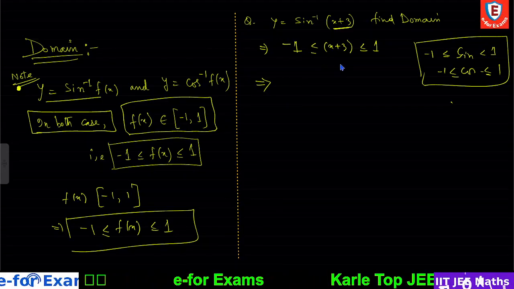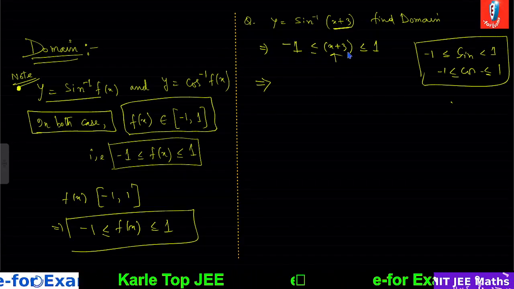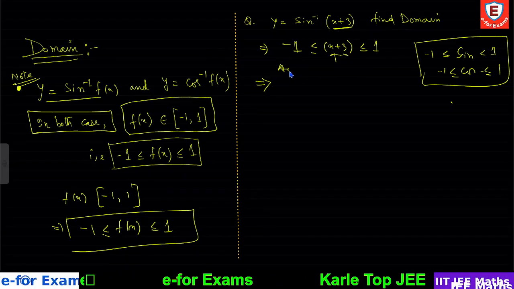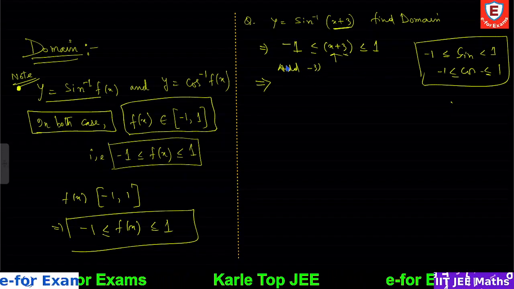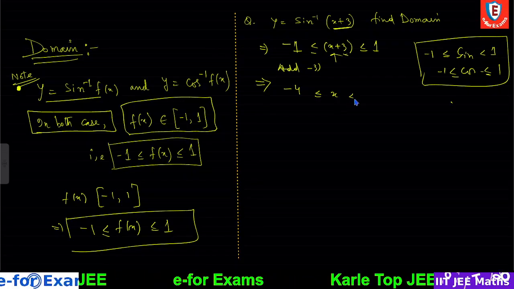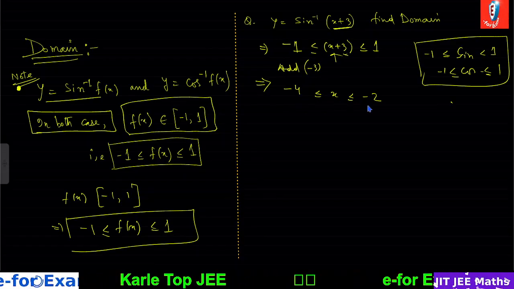Then you can solve this by yourself. Try to reduce this to x. To reduce this to x, you have to eliminate 3, right? So subtract 3 from all. Then here -1 minus 3 will be -4, less than or equal to x less than or equal to 1 minus 3, which is -2.